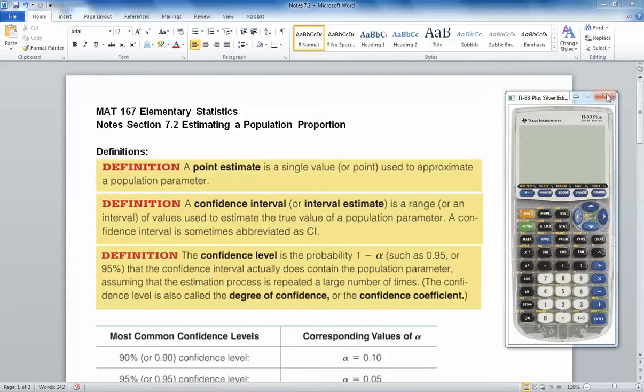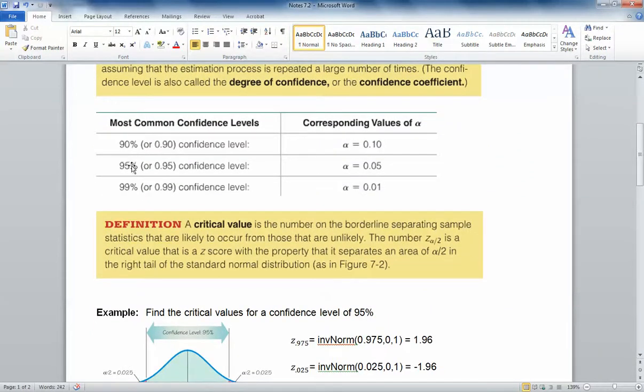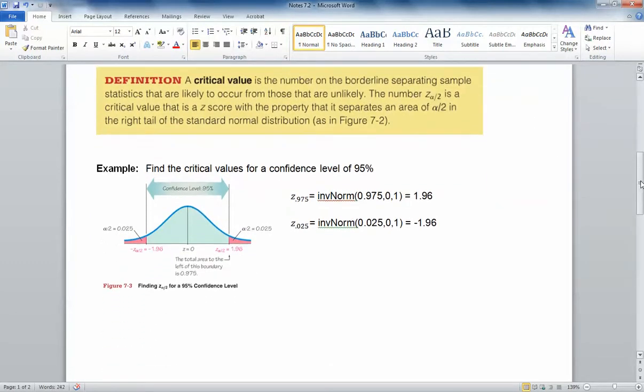All right, as you read through, what we're trying to do is to find an estimate of a population proportion based on a sample. So the most common confidence levels that we look at are 90%, 95%, and 99%. So how do we find those? What is a critical value and how do we find it on the calculator?